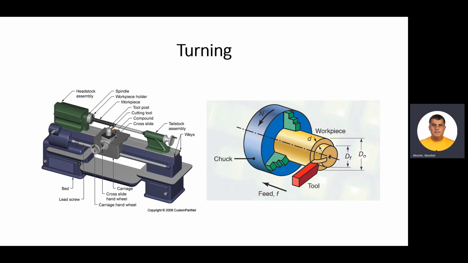On the right side, you find a picture where you find the workpiece and the tool that holds it. Okay, you find also the cutting tool and how it goes inside it. Okay, you see also the three cutting parameters: the rotational speed, the depth of cut, and the feed rate.